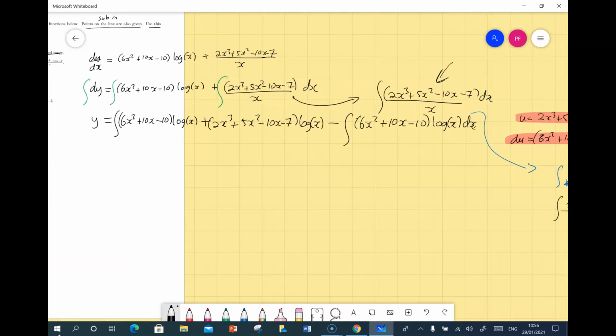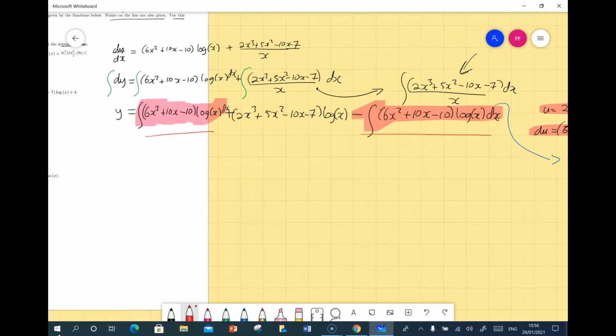Okay, so I show a dx there, of course. So what I've got is my integral of 6x squared plus 10x minus 10 times the natural log of x dx, and then over here, I have minus the exact same thing. So I have the integral, and I have minus the same thing. That means 1 minus 1 is 0, so they cancel each other out. And that leaves me with 2x cubed plus 5x squared minus 10x minus 7 times the natural log of x. Okay, so finish my integral plus c.